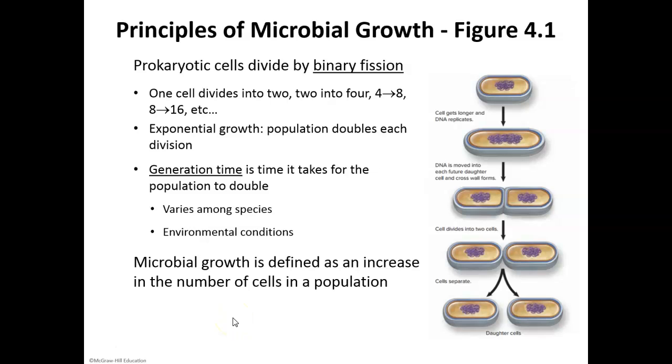The time that it takes to replicate one cell into two identical daughter cells is known as generation time, and this is going to vary vastly among different organisms, and it will be dependent on the environmental conditions. This also is going to determine how fast an infection can actually occur, or a disease can actually start occurring.